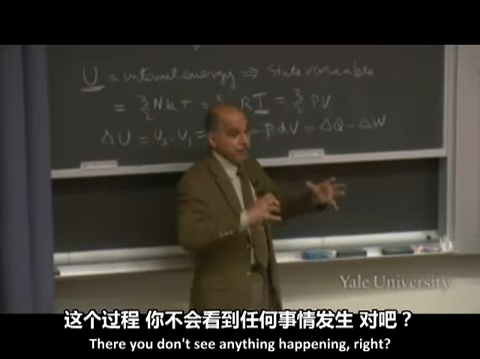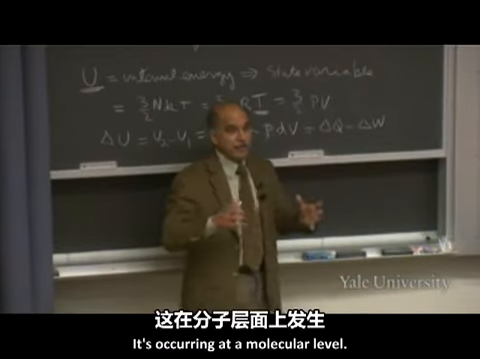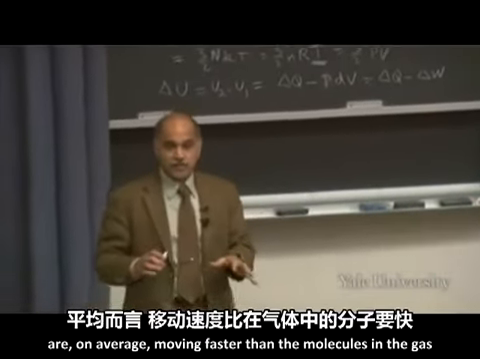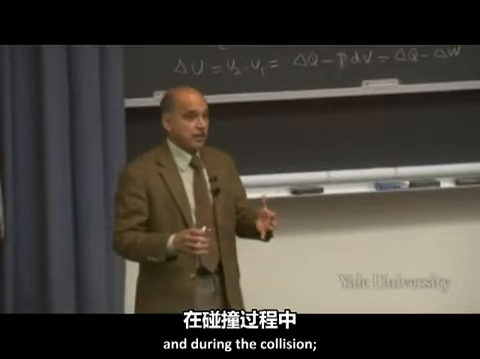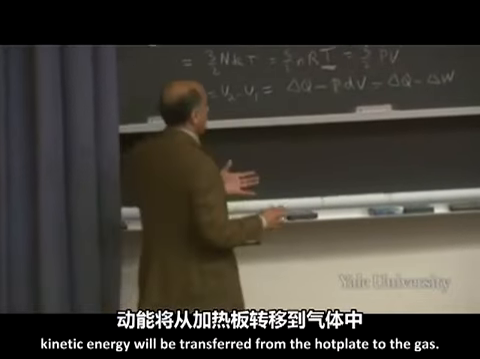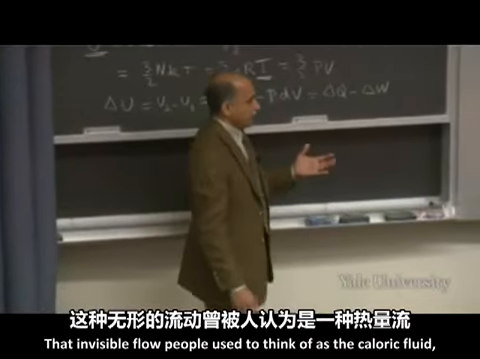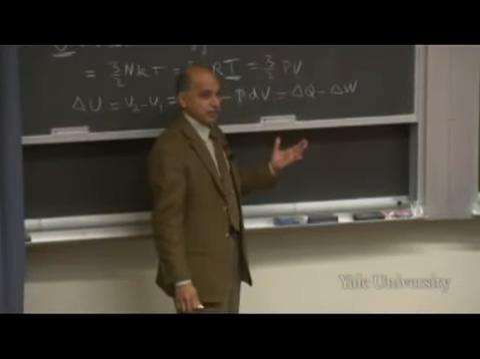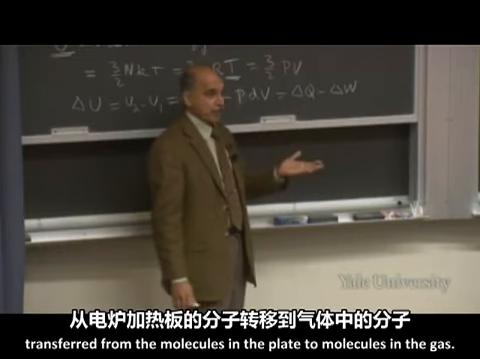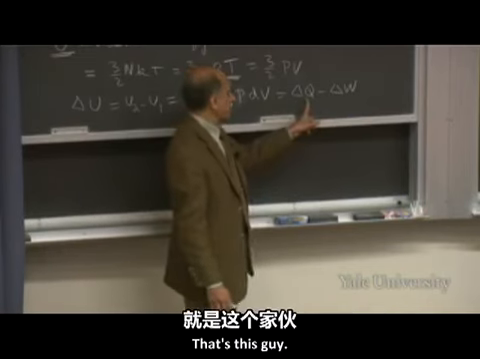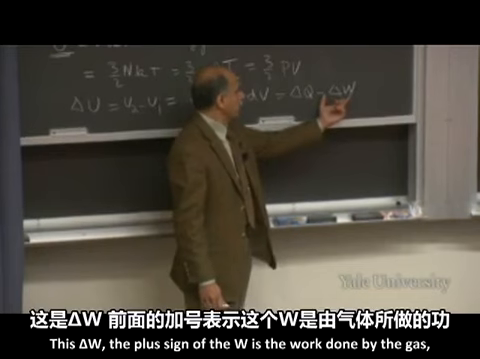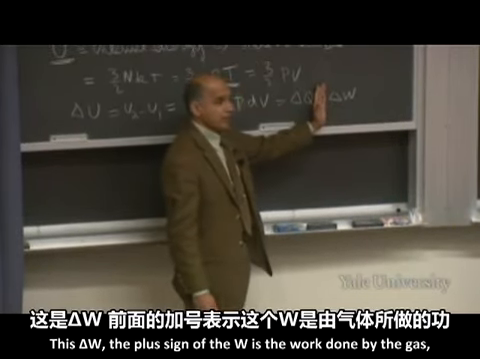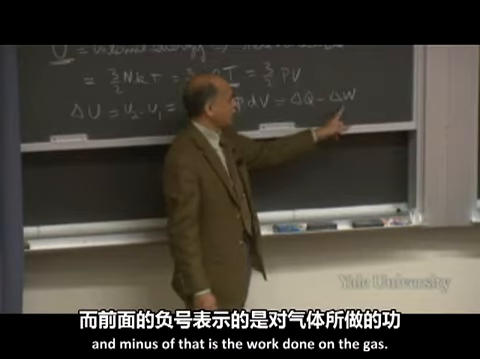There you don't see anything happening, right? It's occurring at a molecular level. The molecules in the hot plate are, on average, moving faster than the molecules in the gas, and during the collision, kinetic energy will be transferred from the hot plate to the gas. That invisible flow, people used to think of as the caloric fluid, but now we know it's just molecular kinetic energy transferred from the molecules in the plate to molecules in the gas. That's this guy. This delta W, with the plus sign, delta W is the work done by the gas, and minus of that is the work done on the gas.